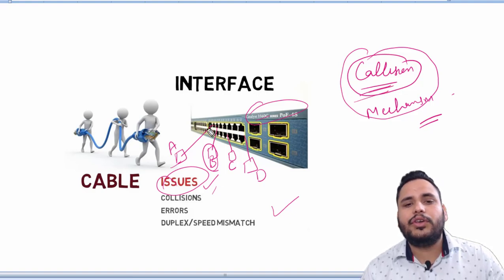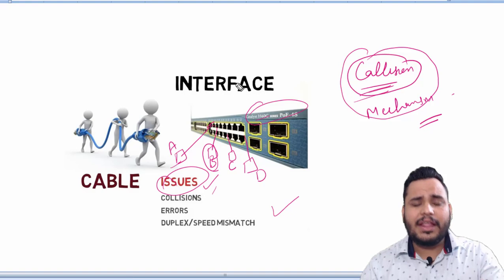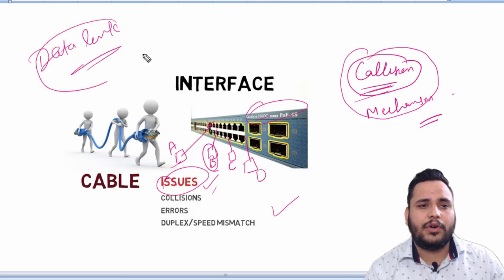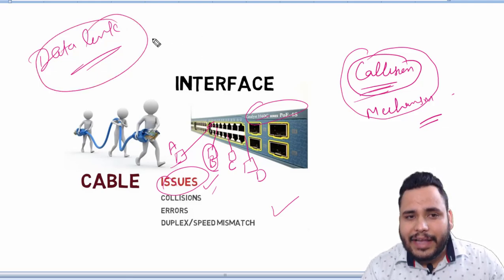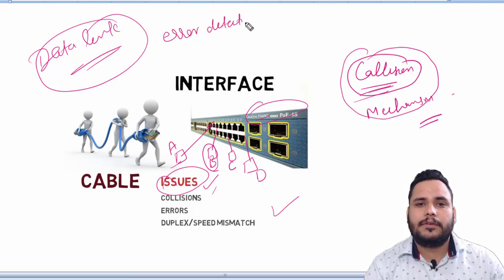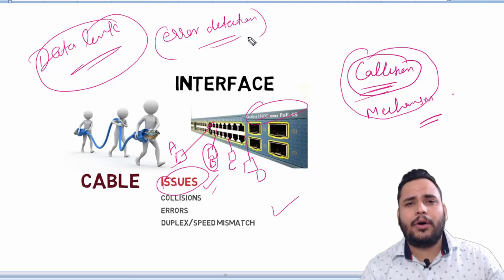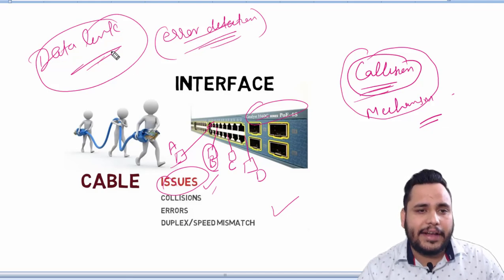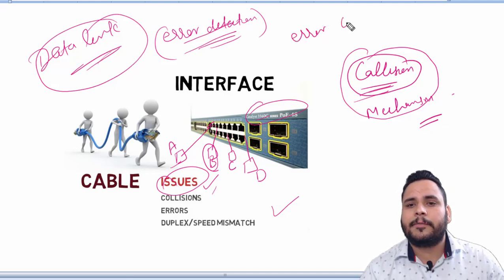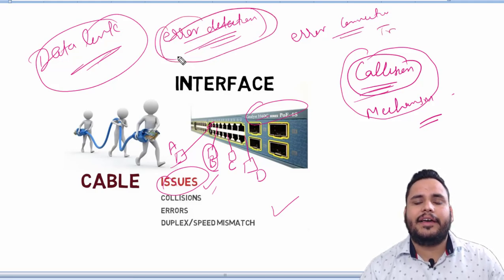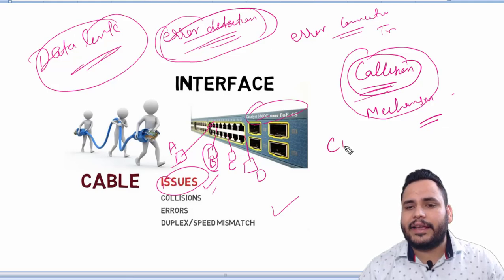And sometimes when we send data from a switch, as we know, the switch works on the data link layer. Switches are devices which work on the data link layer, and the data link layer is the layer which is used for error detection also. When we discuss the OSI model, we need to know that error detection is placed at the data link layer and error correction is at the transport layer. So for detecting errors, the switch uses the concept of cyclic redundancy check and frame check sequence.